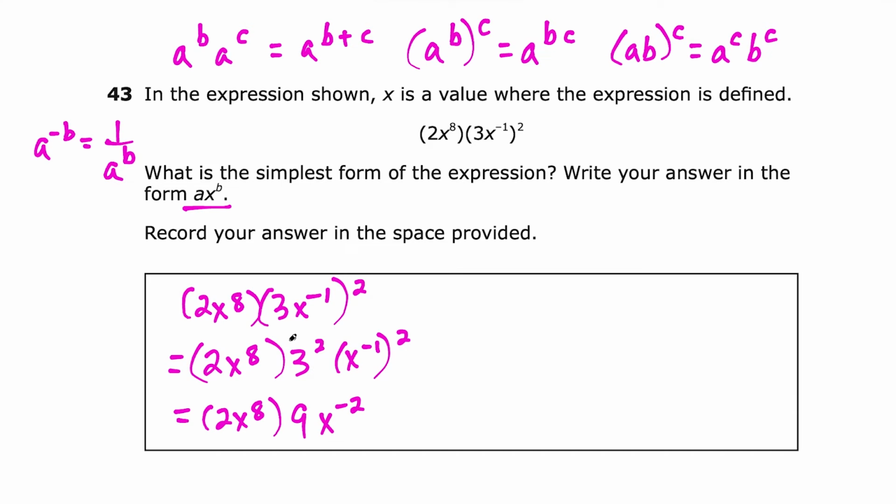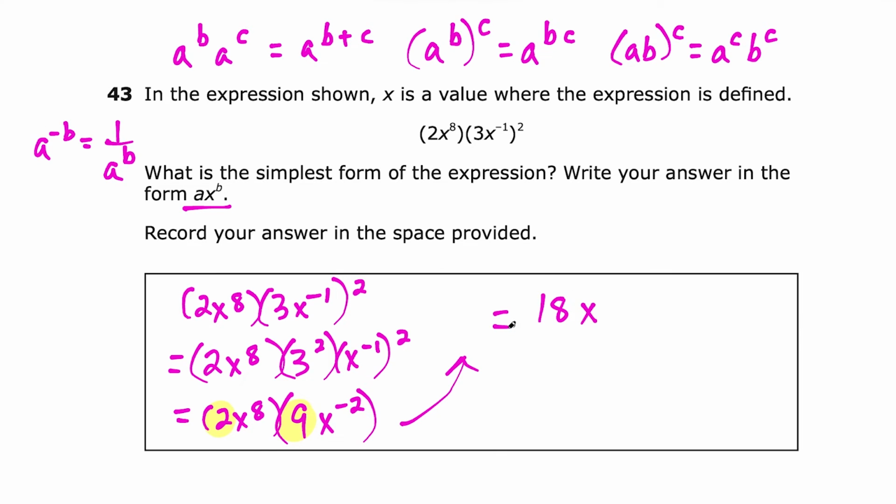And now from here, I could just multiply the numbers together. Now, if you want to put things in parentheses, that is optional. You could write 3 squared in parentheses like this, but it doesn't matter. At the end, the parentheses are just going to disappear anyway. So now I'm going to choose to multiply the numbers together. I'm going to do 2 times 9 is equal to 18.